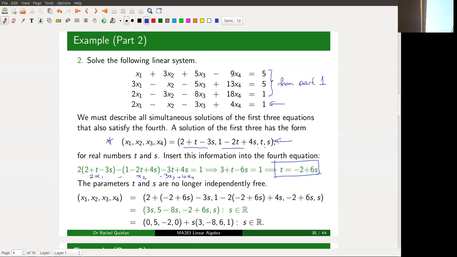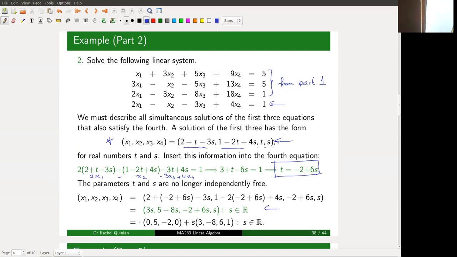So here was our general solution of the first 3. If it's additionally a solution of the fourth one, then t must be related to s by the relationship that t is equal to minus 2 plus 6s. So we can replace every appearance of t in our general solution by this description of t in terms of s, and we get a general solution involving only one parameter, s. Just by replacing t by that expression, minus 2 plus 6s, this is what we end up with as the general solution of that system of 4 equations. So we still have infinitely many solutions. We only have a line of them now instead of a whole plane of them.